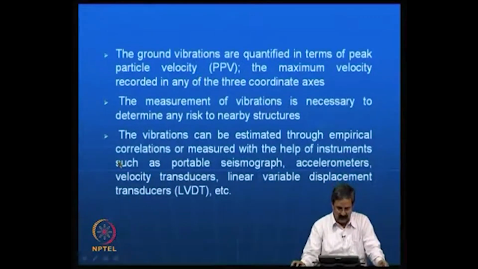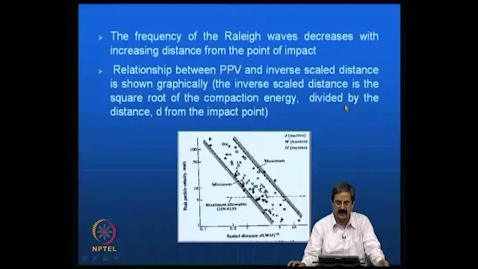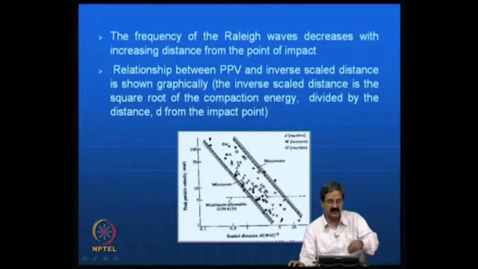So, the vibrations can be estimated through empirical correlations or measured with the help of instruments such as portable seismographs, accelerometers, velocity transducers, linear variable displacement transducers, etc. You have a number of equipment like this, and the relation between the peak particle velocity and the distance is like this. For example, you have peak particle velocity and the distance.